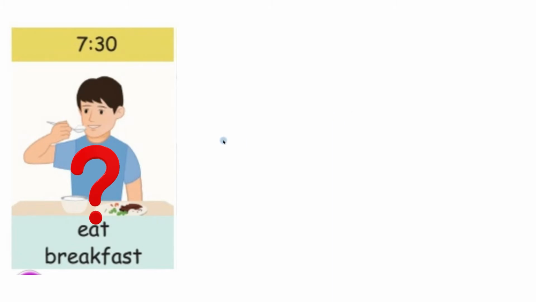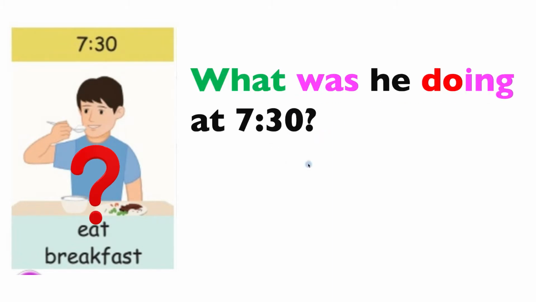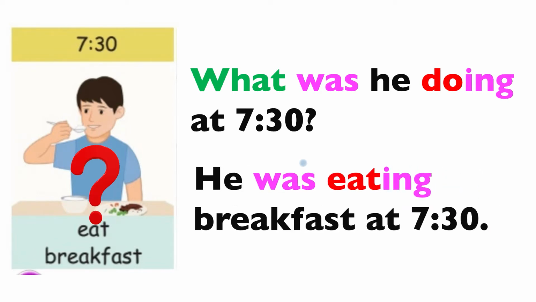Let's start with the first example. The question: what was he doing at 7:30? He was eating breakfast. Notice how eating only has one T. Even though sometimes you get 2 T's, eating only takes the 1 T in the spelling. So yes, he was eating breakfast at 7:30. That's the long answer. Short answer: he was eating breakfast.